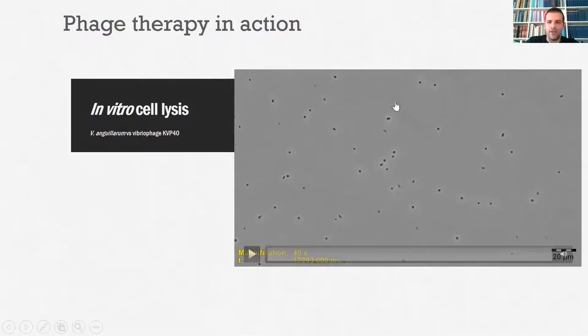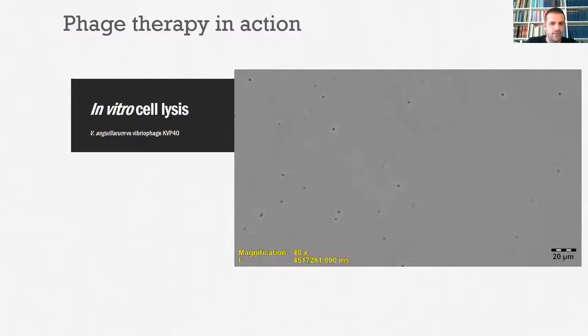And here you can see some bacteria, it's Vibrio anguillarum in this case, where we have also added some bacteriophage. And you can see in time, I will push play, how they are actually eliminated by the phage. So you can see that the bacteria dots are over here. The video is a time lapse of approximately 5 hours. And you can see that the bacteria are actually killed by the phage over time.